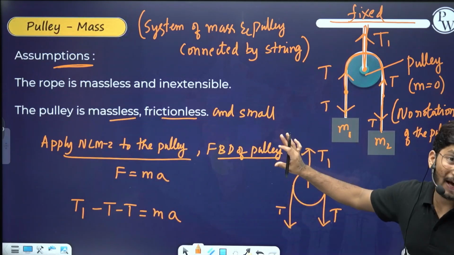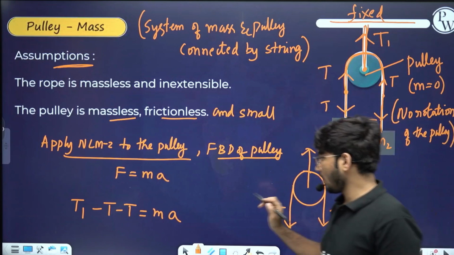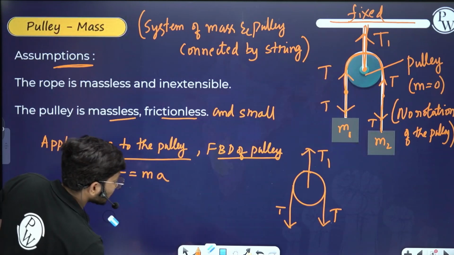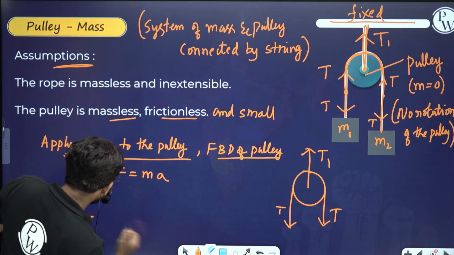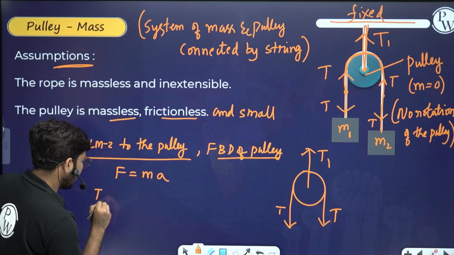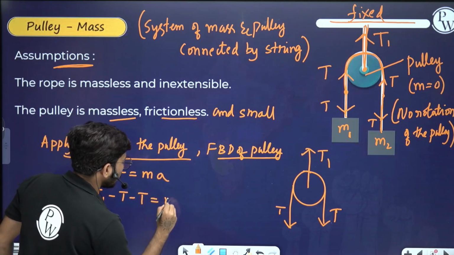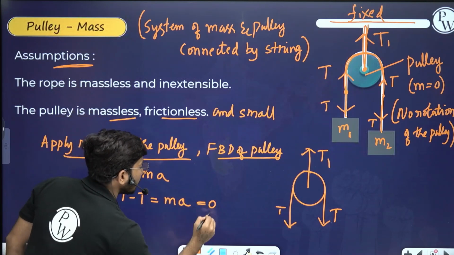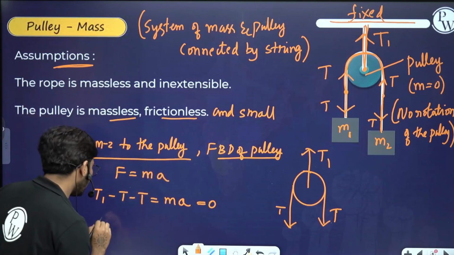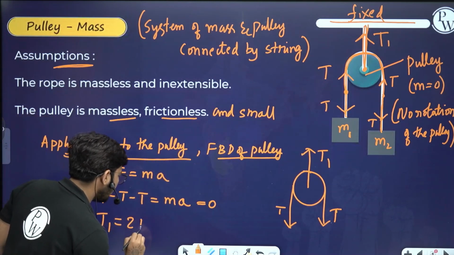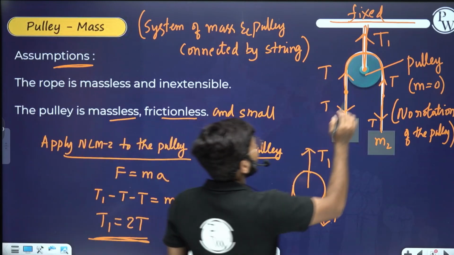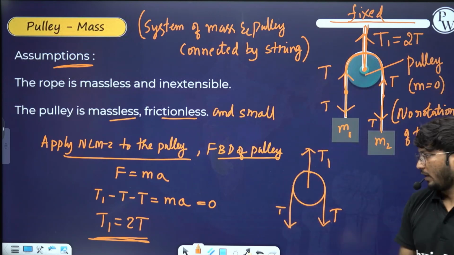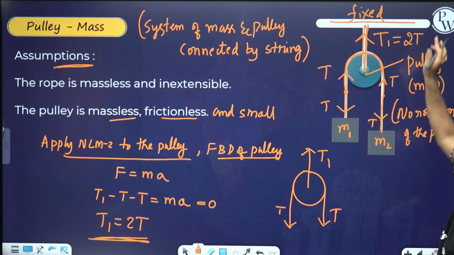Forget about acceleration. I don't know what the acceleration is, but since the pulley is massless, we can say that the net force on the pulley is 0. T1 minus T minus T is equal to MA. Since mass is 0, this term is going to be 0. So T1 is actually 2T. The net force on the pulley is 0 only when T1 is equal to 2T.